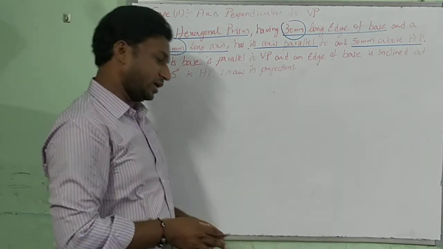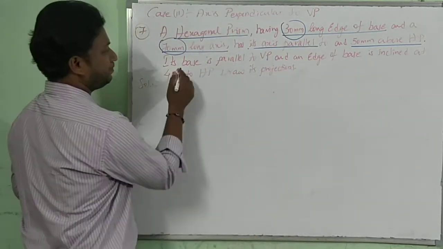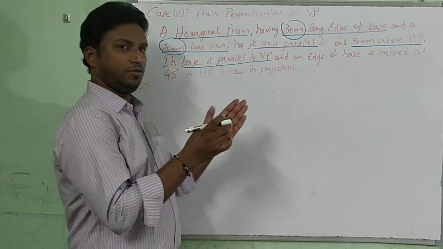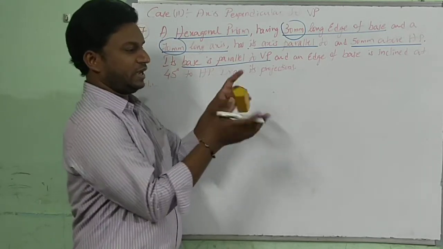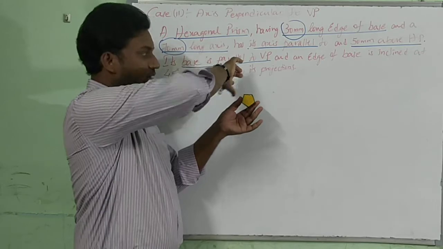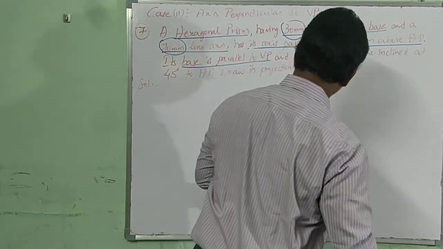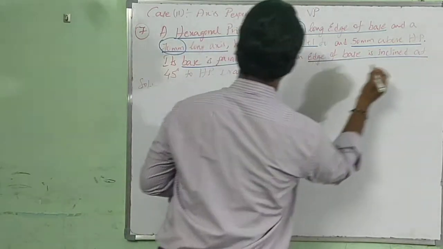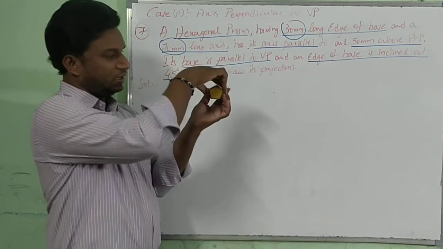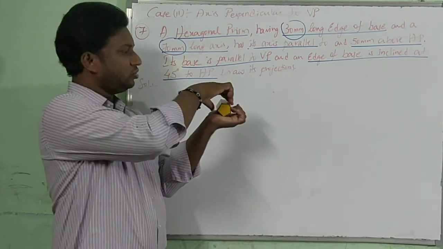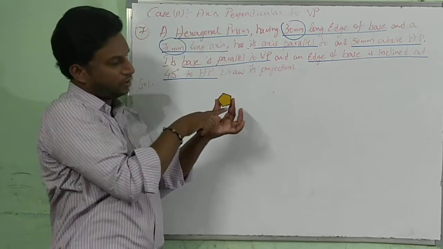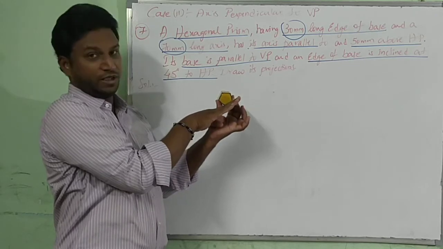Axis is parallel. Now at the same time, continuing the question, its base is parallel to VP. Base, what base? This base. Parallel to VP means it's straight. It is not on VP, parallel means we have some distance here. Base is parallel to VP. And an edge of the base is inclined at 45 degrees to HP. One edge of the base is inclined at 45 degrees to HP. See, actually it's not touching here, it's parallel. We are having some distance from the top. Now this one side is at an angle of 45 degrees.